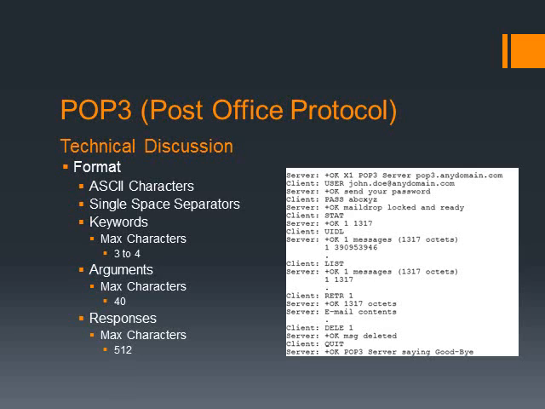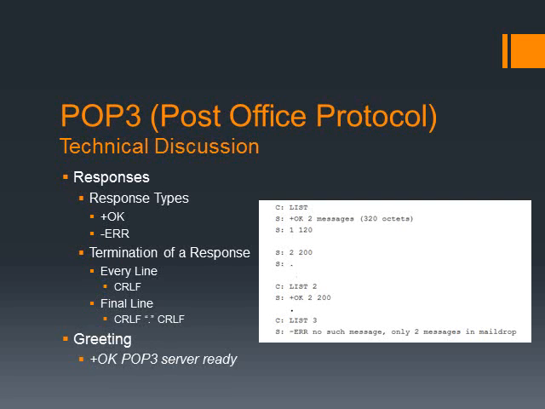The arguments are sent by the client. Then the responses are sent by the server. These can be a max of 512 characters. Also, as you can see on the right, which one's the server and which one's the client. So that's the format of POP3.